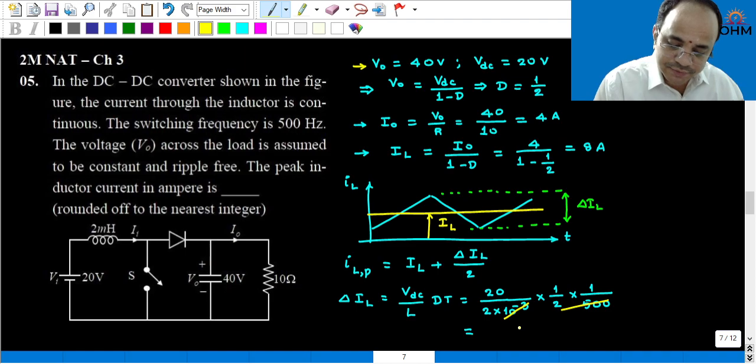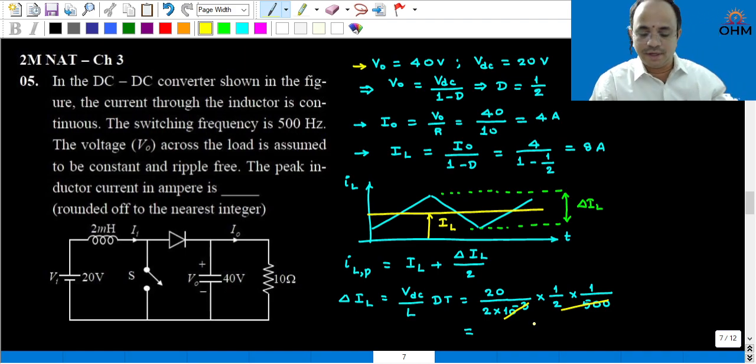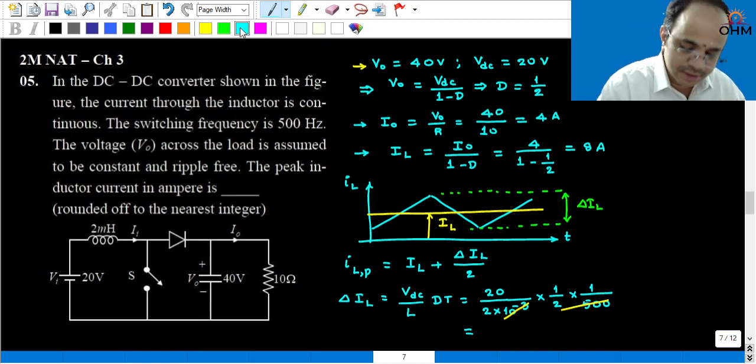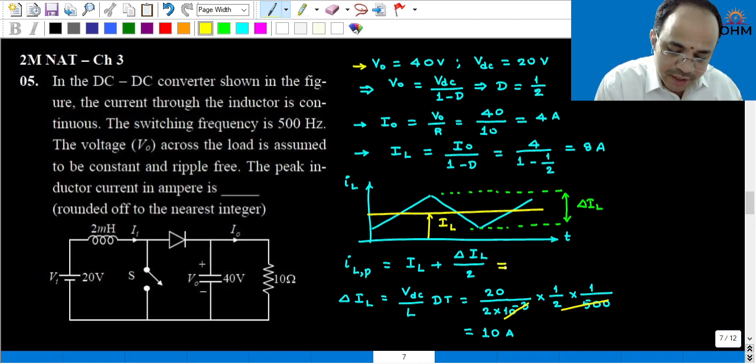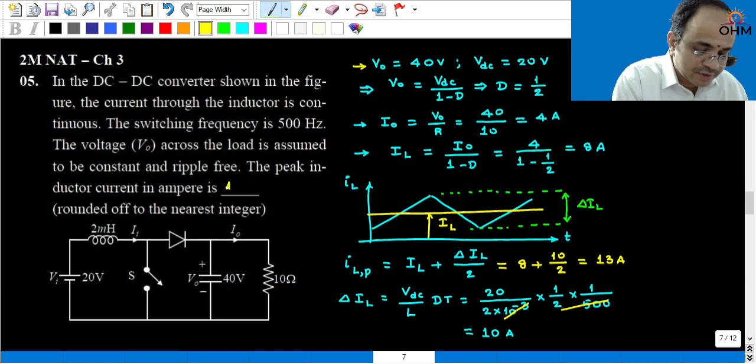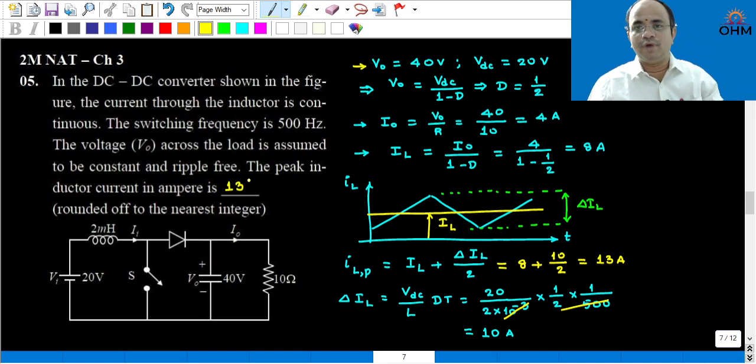Therefore, this will be, let me calculate, 20 divided by 2 millihenry into 2 into 500, it will give you 10 ampere. So delta IL is 10 ampere. So peak value of the inductor current, how much will you get? 8 plus 10 by 2, it will give you 13 ampere. So answer for this question will be 13, right?